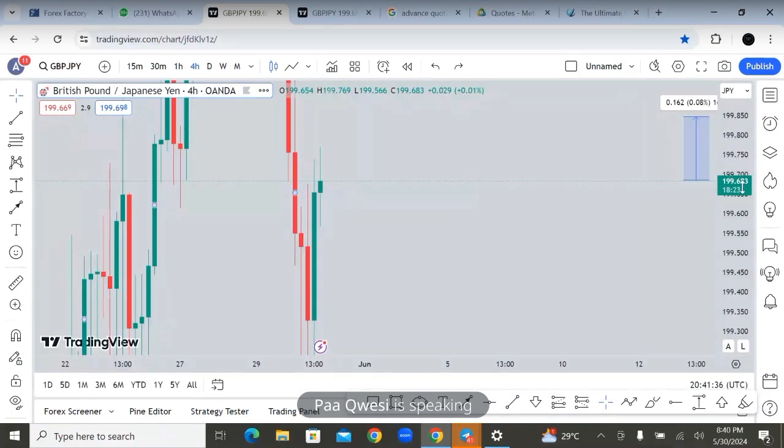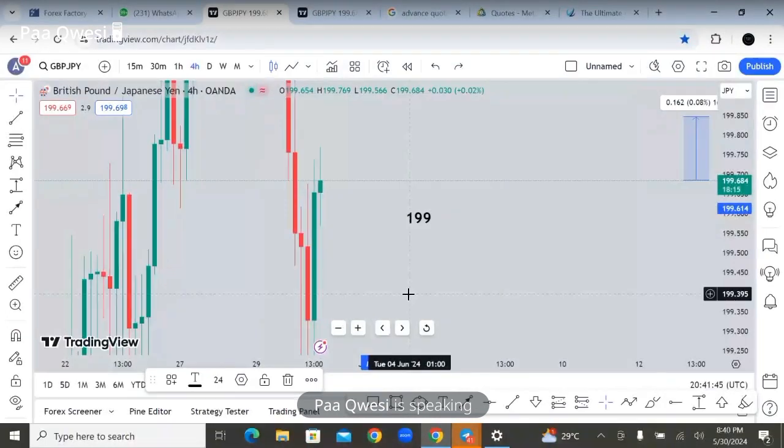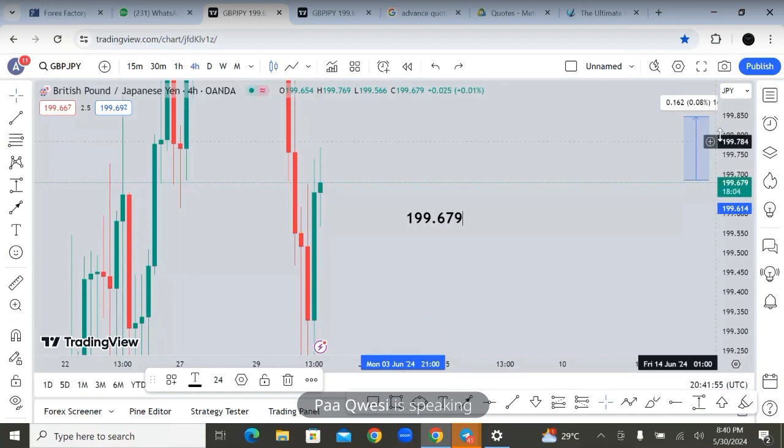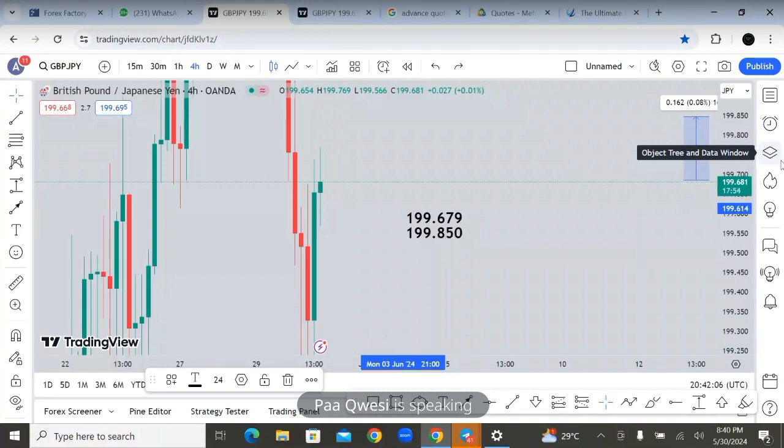So the current market price is 199.679. This is the current market price. You get it? And we are saying now it has moved to 199.850. So what is the difference? The difference is going to give us the pips. So that's what I'm saying. Pips are the changes in the exchange rate. So this is the exchange rate.